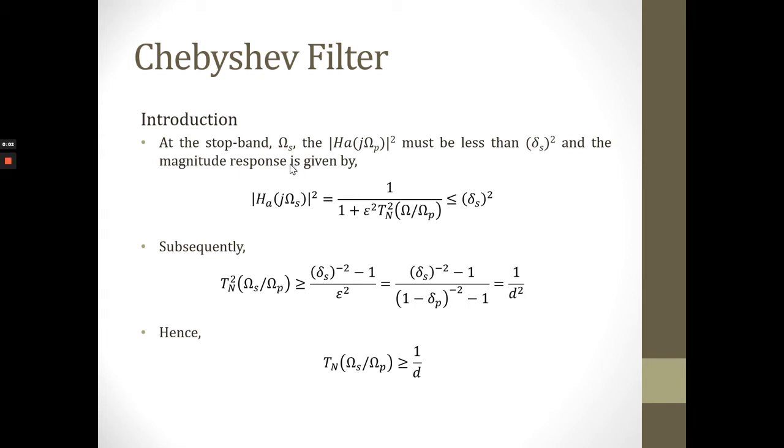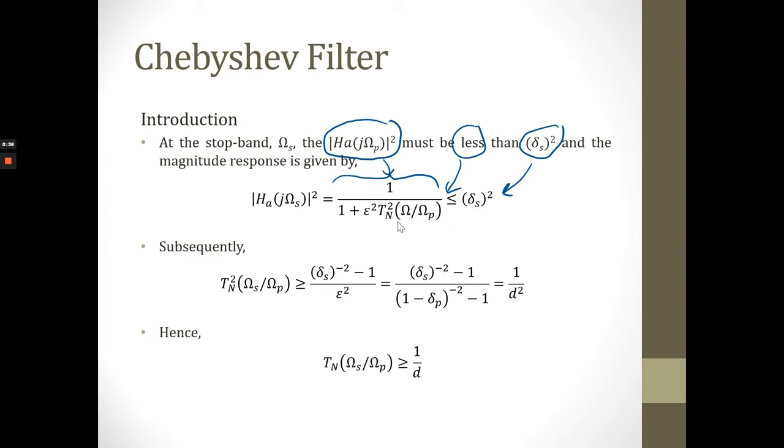At the stop band edge omega, the squared magnitude |H_a(jΩ)|² must be less than δ_s², the stop band deviation, and the magnitude response is based on this equation, where the squared magnitude must be less than δ_s².